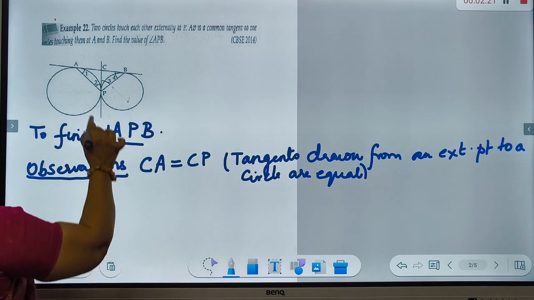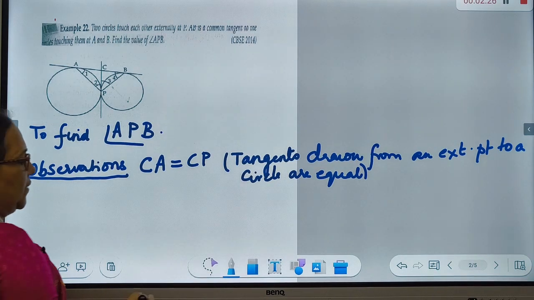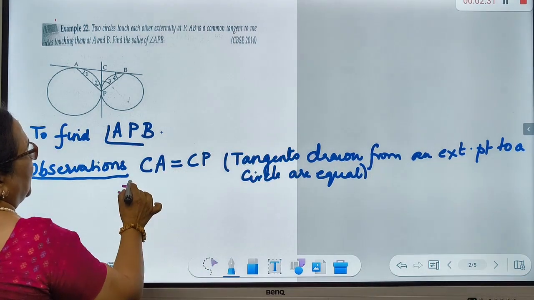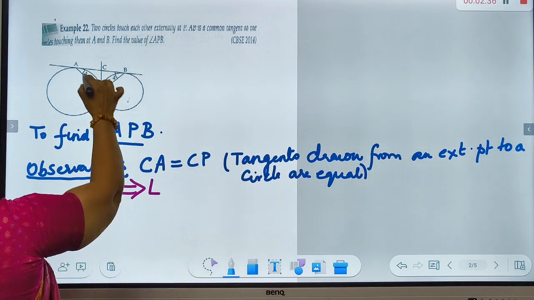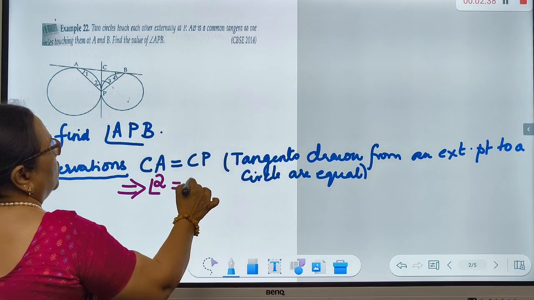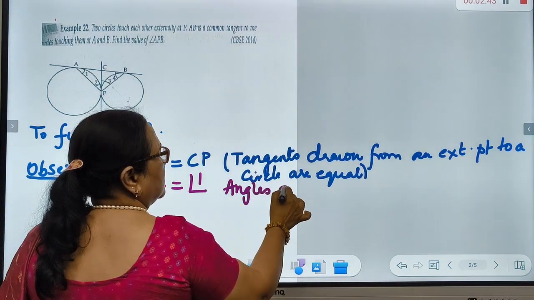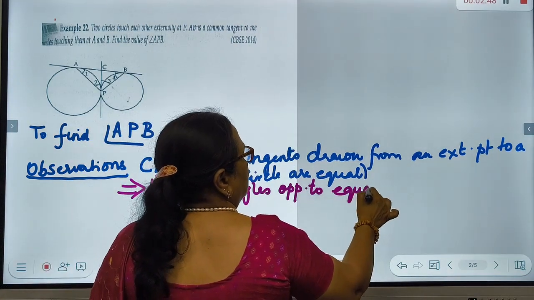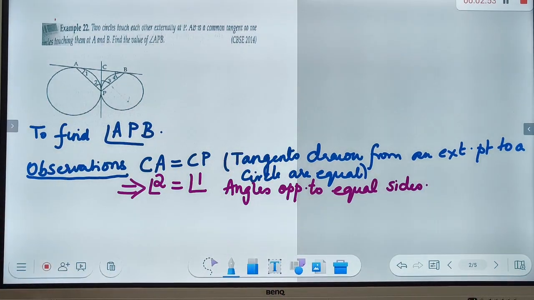Now, in this triangle, if two sides are equal, you know the angles opposite to them will be equal. So angles opposite to them are equal. Opposite to CA is angle 2, and this is angle 1. So angles opposite to equal sides in a triangle are equal. Now we have angle 1 equal to angle 2.